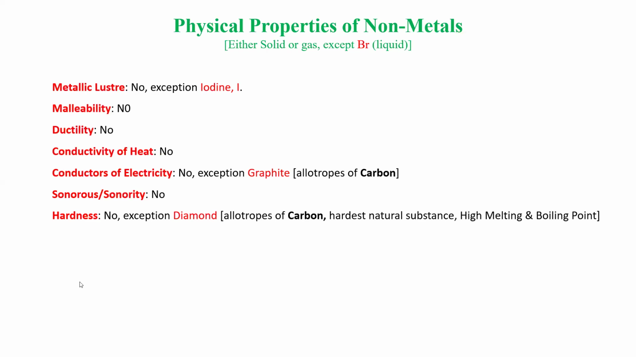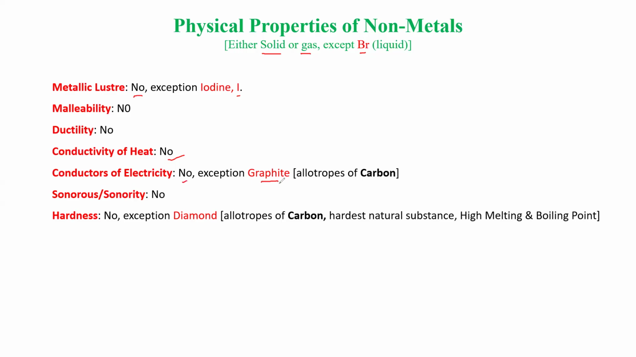So next we have physical properties of the nonmetals. Again, if you see, maximum nonmetals are either solid or gas. The exception is what? Bromine, which is liquid at room temperature. Metallic luster, no. The exception is what? Iodine. Iodine has a shining surface. Malleability, no. Okay, we can't convert into thin sheets. Ductility, no. We can't convert into wire. Conductivity of heat, no. Conductivity of electricity, no.